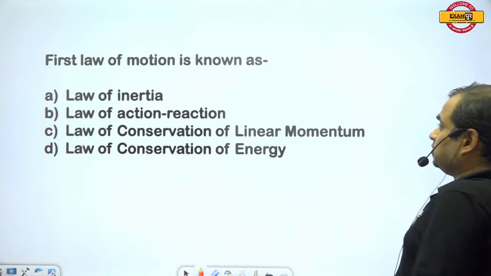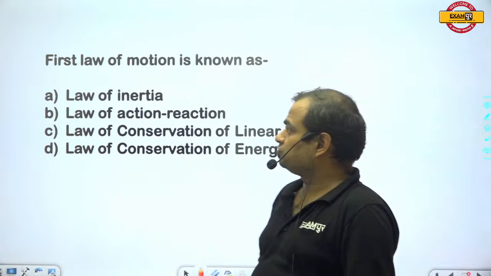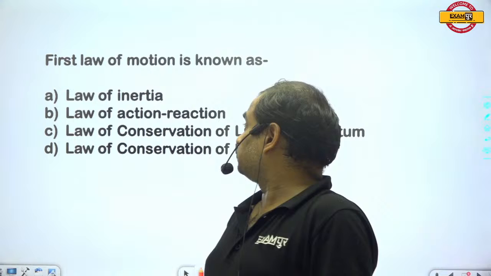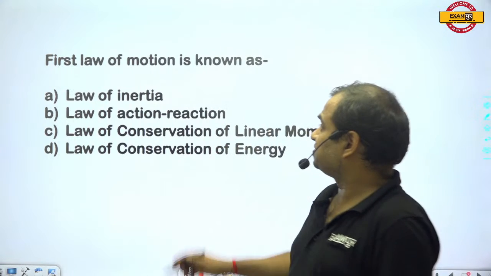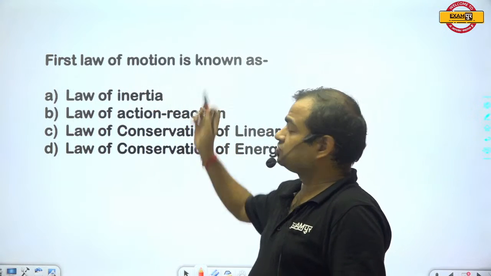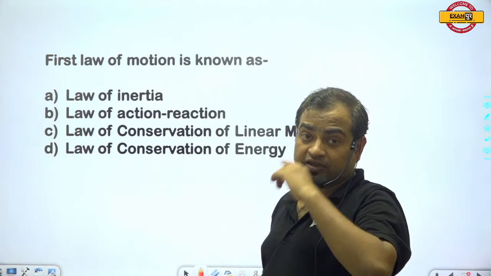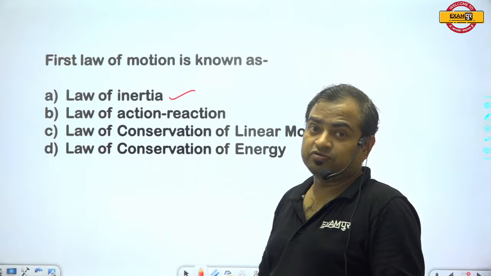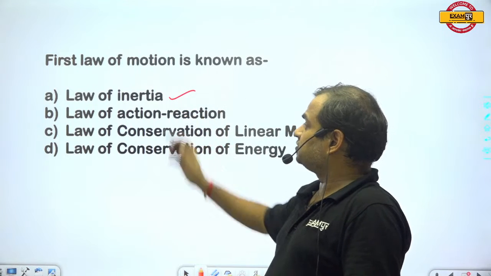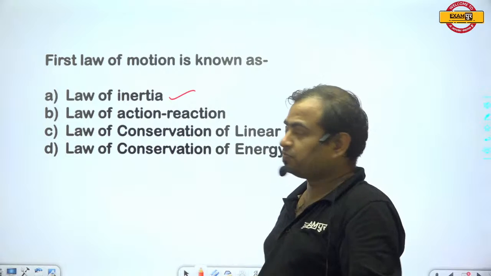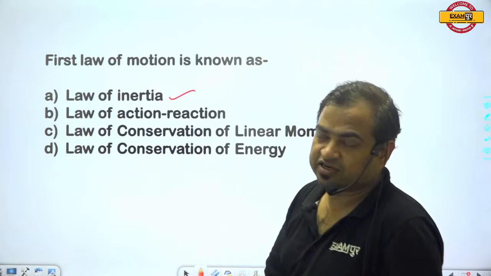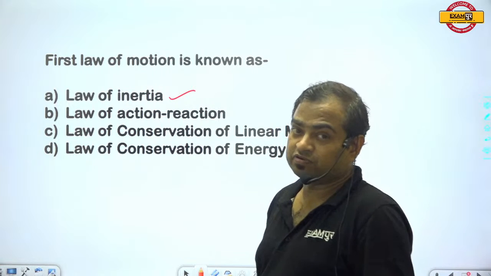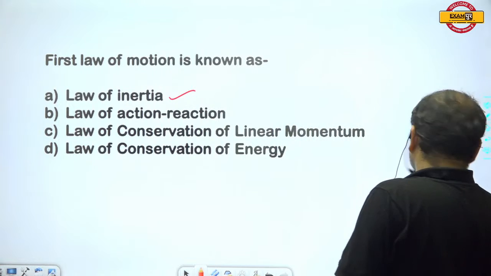Okay. So the first law of motion is also known as... and this is a very simple example. Actually, the law of motion was given by Isaac Newton, but the law of inertia was given by Galileo. So the first law of motion is also known as, or is based upon, the law of inertia. So A is the correct answer. Actually, this question can be written as: first law of motion is based upon the law of inertia.